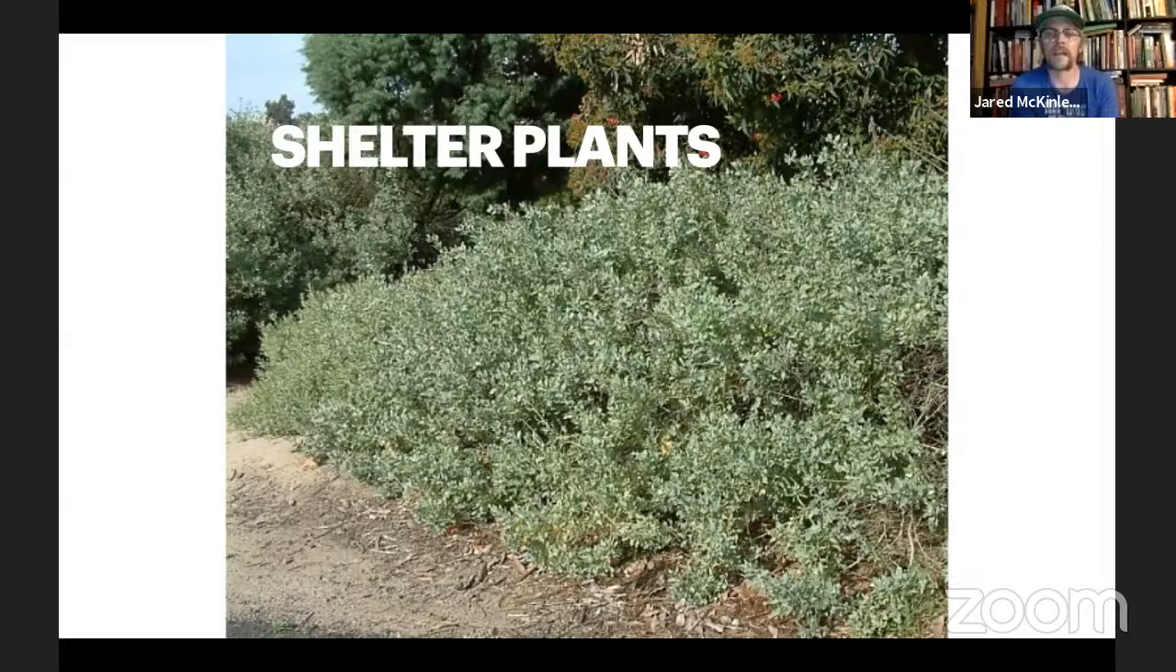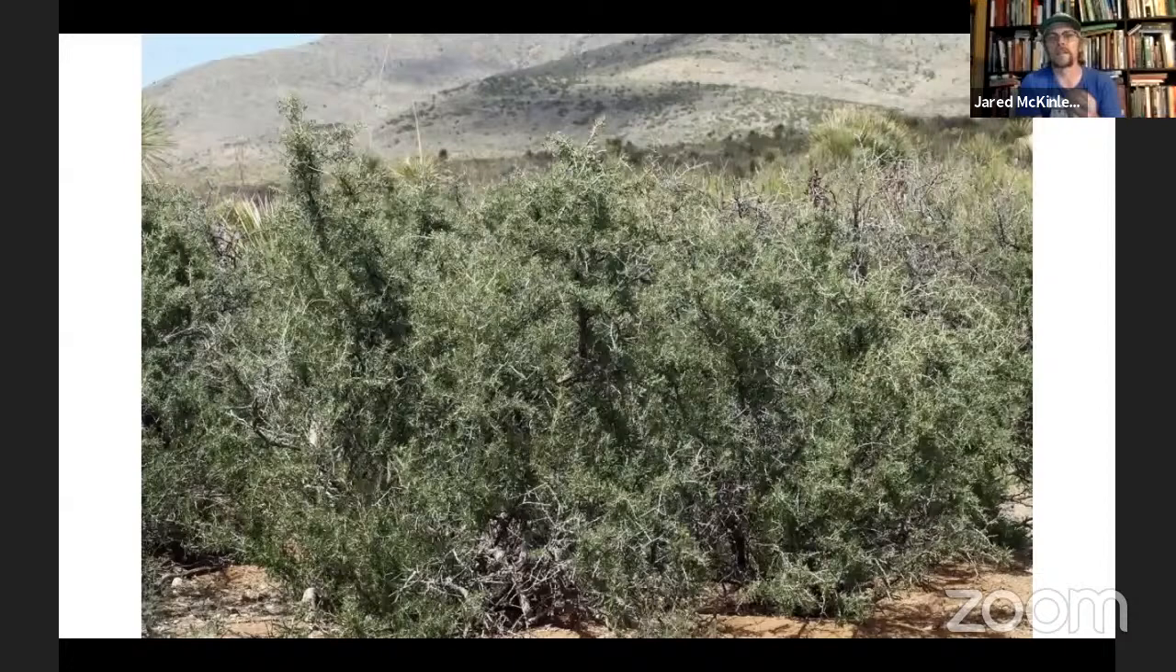But of course, the better shelter plants are the ones that are kind of spiny, like this wolfberry in this picture. Wolfberries and desert hackberries and graythorn are plants that are spinescent.